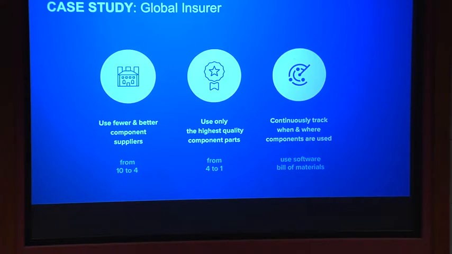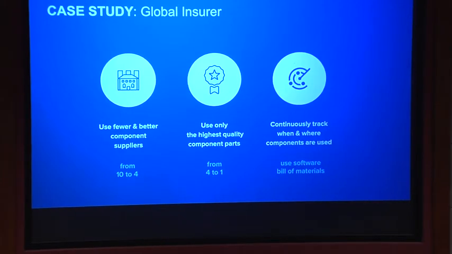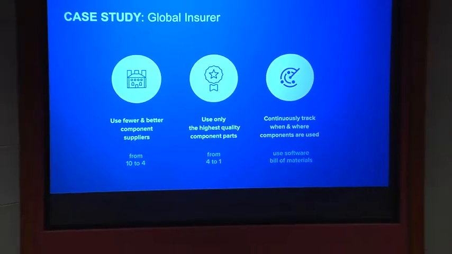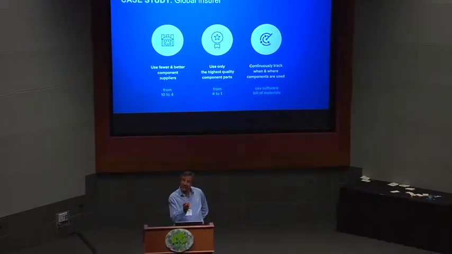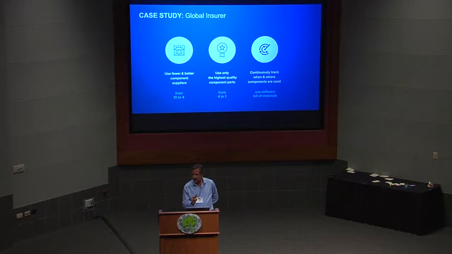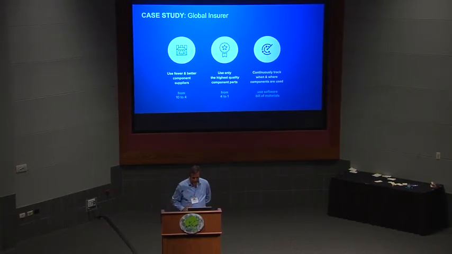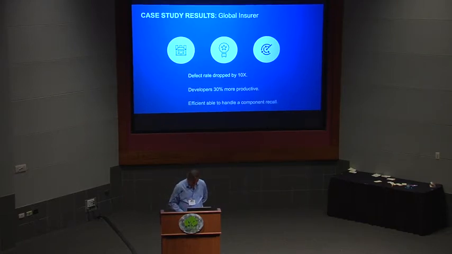They applied Deming's principles to their software supply chain. By using better and fewer suppliers, they reduced their defect rate from 10 to 4, by 60%. By using the highest quality parts, they reduced that further from 4 to 1. So by applying those first two principles of software supply chain management, they got a 10x reduction in software defects. They implemented having a bill of materials for all of their apps in development and production. And they were able to handle the equivalent of a recall efficiently and avoid a lot of rework.